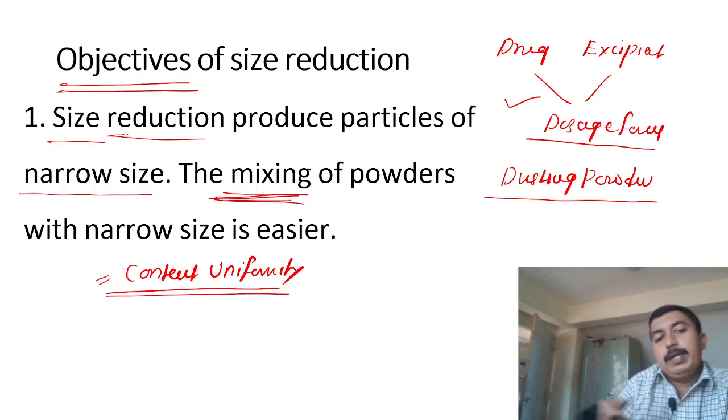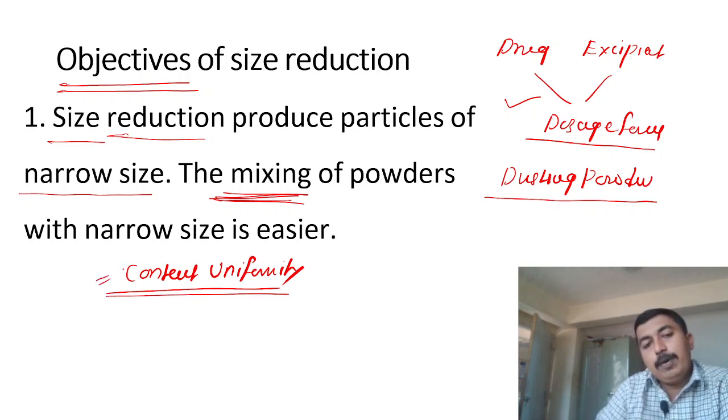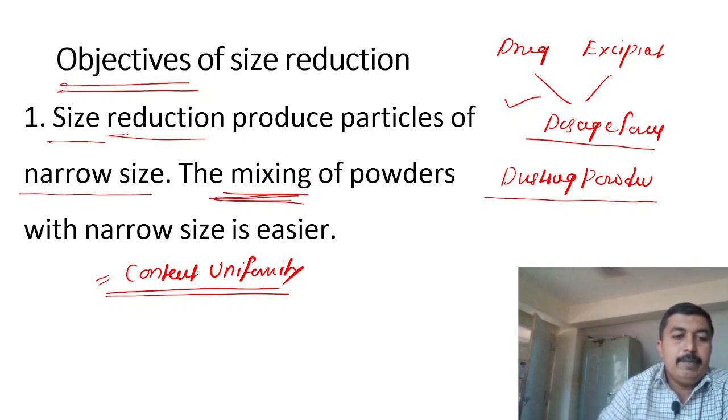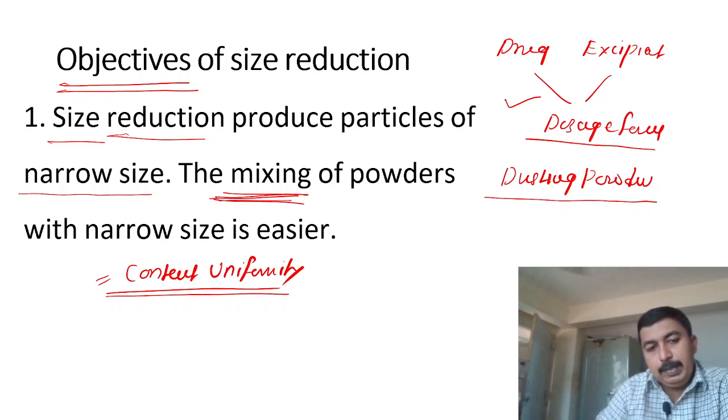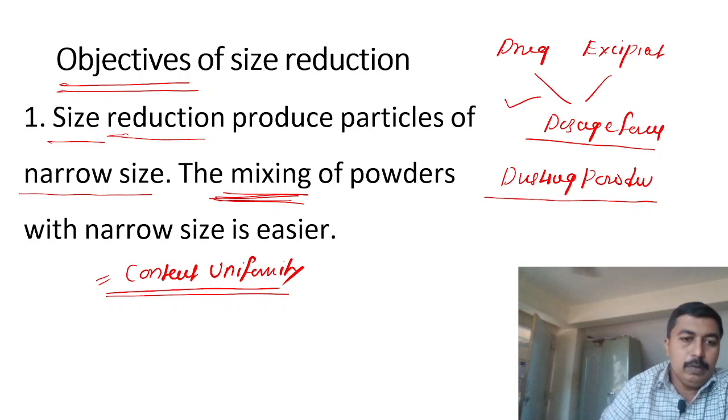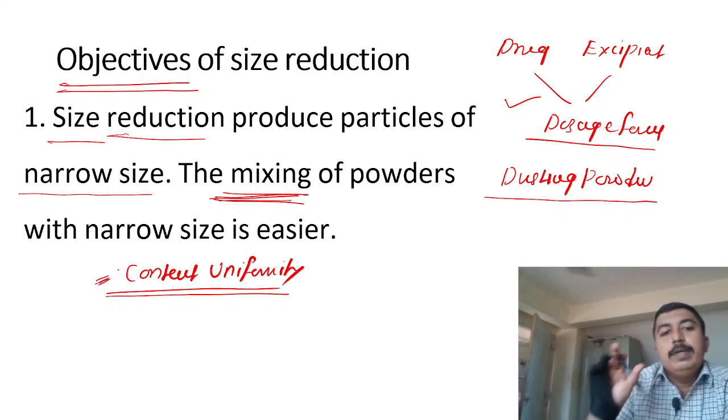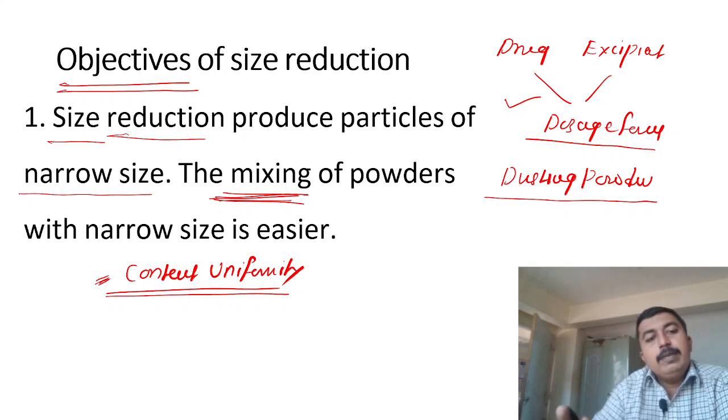We'll discuss what is meant by content uniformity. Content uniformity means exactly the same quantity of drug in the same quantity of powder dosage form. This is applicable in all dosage forms, let's say solid, liquid, as well as semi-solid. So exactly the same quantity of drug should be there in the same quantity of dosage form. This is nothing but content uniformity in very simple terms.